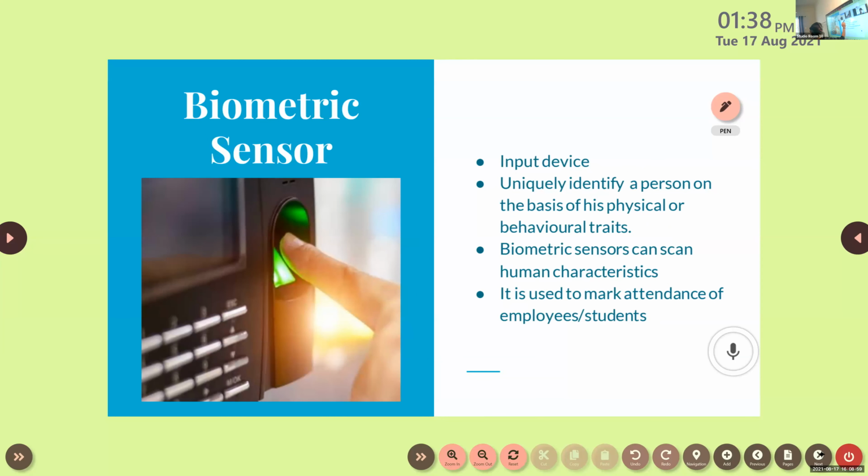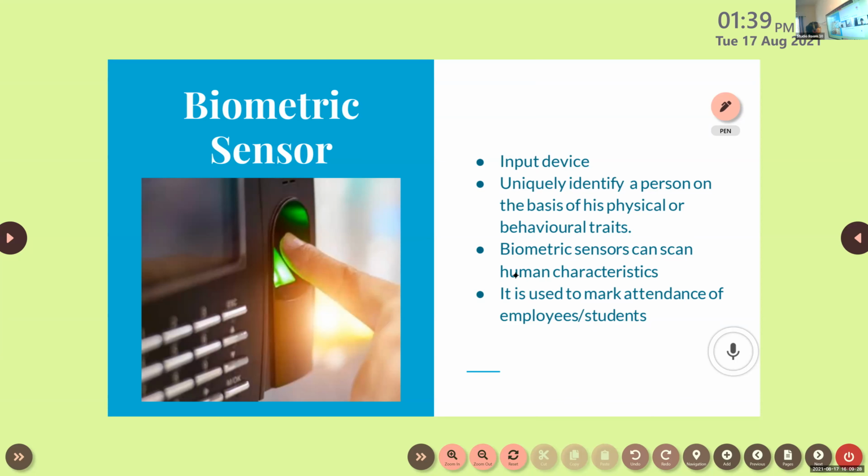What is this? Have you ever seen this? No? You have not seen this? What is this? I'm still loading. What is it? It scans a fingerprint. Yes.